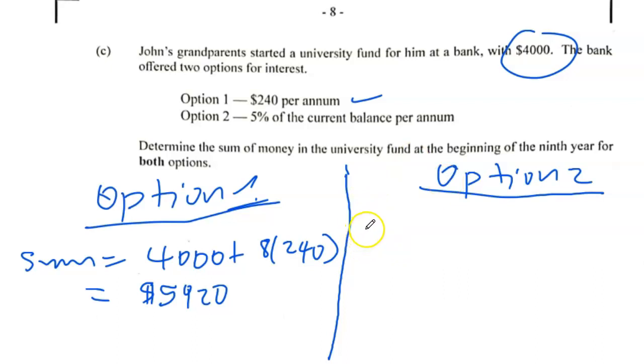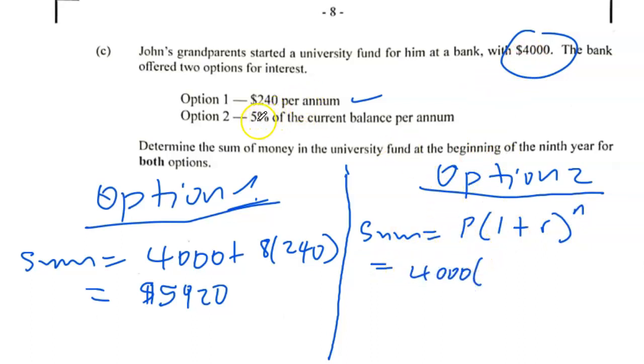So the sum in the fund, what's the formula for the compound interest? So it's principal times (1 plus r) to the power of n. The principal was $4,000. So r is 5%, alright? So r, 5%, that's 5 over 100, so r is 0.05. So the bracket will be 1 plus 0.05, that's 1.05. And we're talking about the end of the 8th year, so n will be 8.